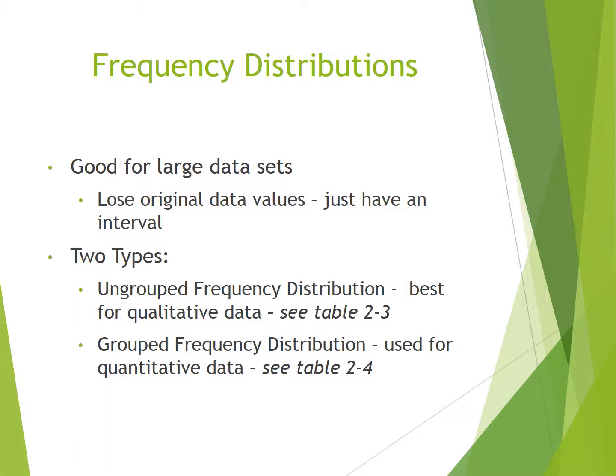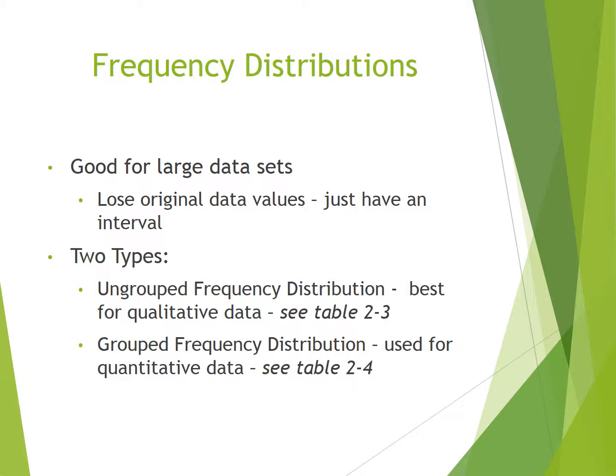You just know that there are a certain number between here and here. There are two types of frequency distributions. One is an ungrouped frequency distribution, and it's best for qualitative data. And you can see an example of that in table 2.3 in your textbook. Or a grouped frequency distribution, which is used for quantitative data. You can see an example of it in table 2.4.